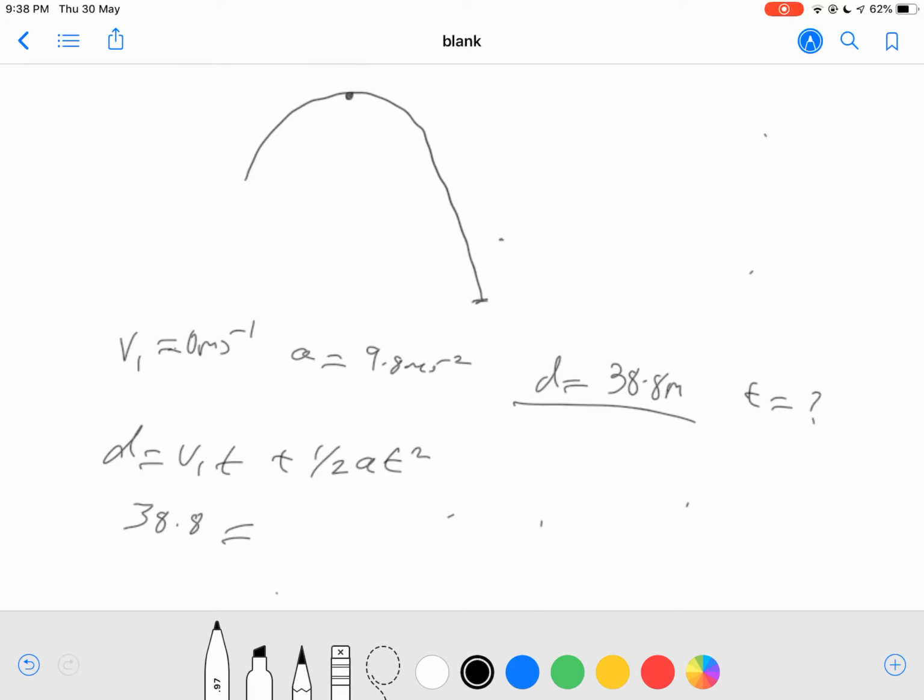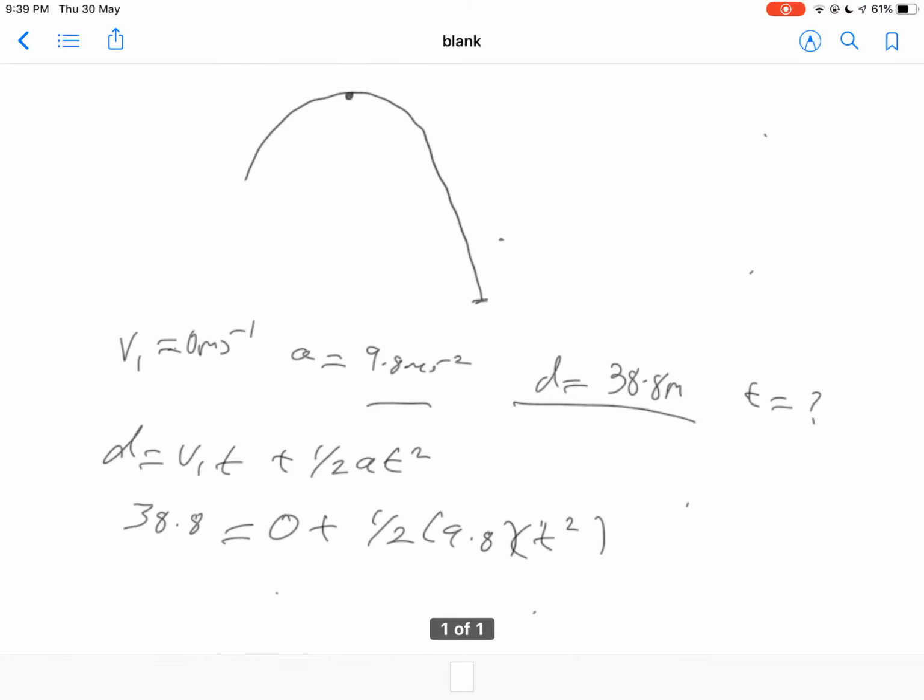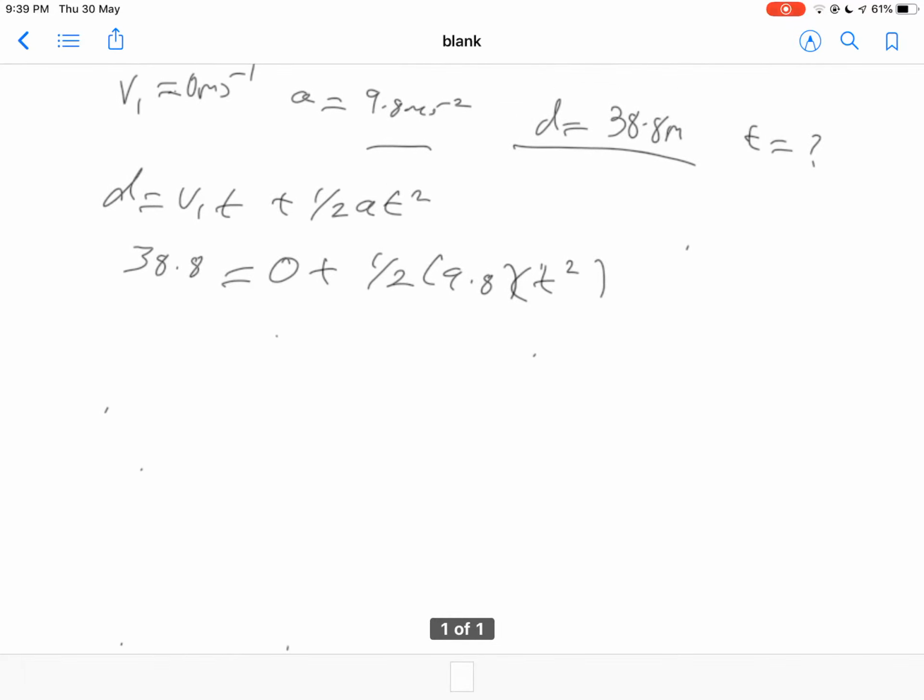We substitute that vi equals 0, so anything times 0 is still 0, so 0 times any time is still 0. So we're going to say 0 plus half of 9.8, half of 9.8 multiplied by t squared. Now we're going to rearrange the equation to find t.